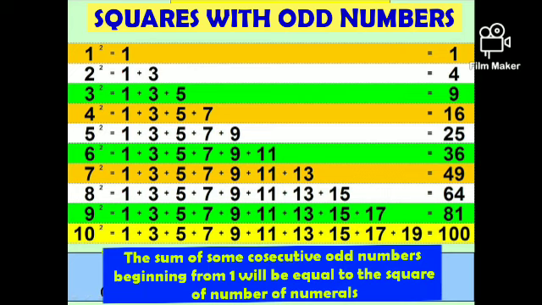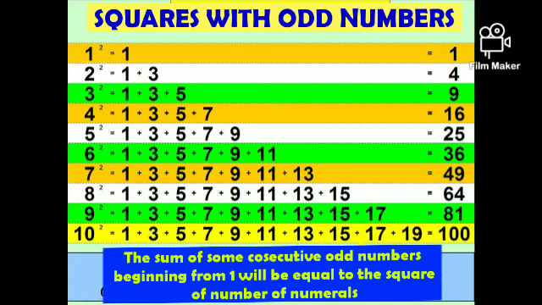Likewise, we can come here, the last one: 10 square. How many odd numbers? 10 odd numbers, up to 19, are added. The result is 10 square, which is equal to 100.